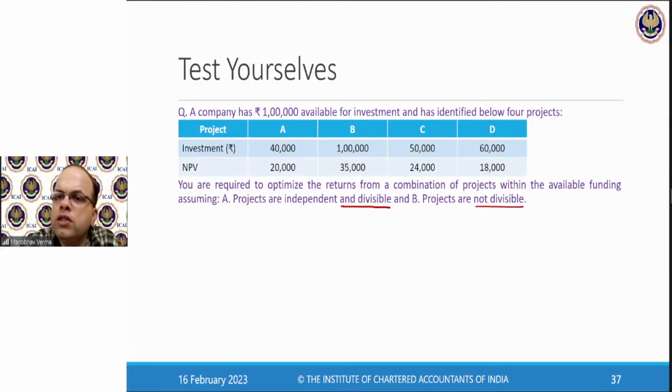You're most welcome, Josh. So, guys, I want you guys to answer here. You want to give me the answer for point number A first, where the projects are divisible. What should be your scenario?